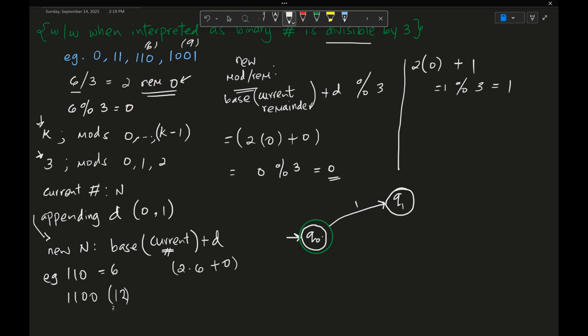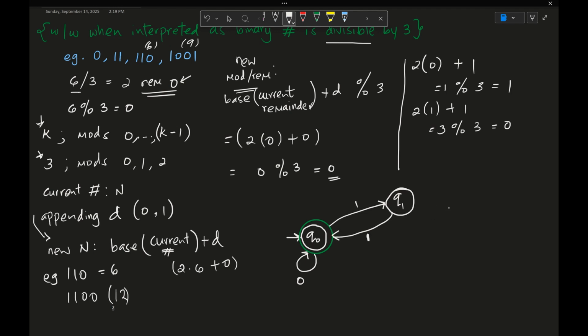When we see a 0 here, we'll just self loop because it's accepting. Whenever we're at an accepting state and we add zeros, it'll always be accepting. So that's done for that state. Now let's go to Q1. When we see a 1 in Q1, we already have a current remainder of 1, so 2 times 1 plus 1 is 3, modded by 3, which equals 0. So if we see a 1 in Q1, we go back to Q0.